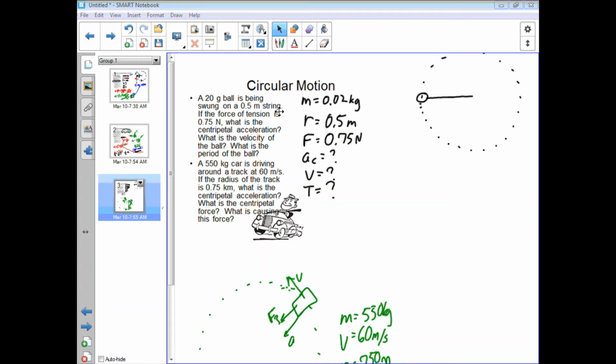This is our last example problem that we're going to be having. We have a 20-gram ball, so I did have to convert that into kilograms. Here is the radius, that's 0.5 meters. Force is 0.75 newtons. What is the acceleration? What is the velocity? And what is the period going to be? So, how could we do this? What should we do?